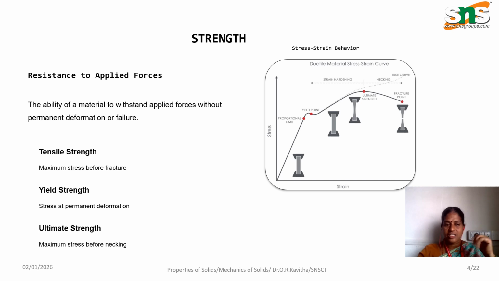This is the stress strain graph. Here you can see the different points: proportional limit, yield limit, ultimate limit, fatigue limit. Tensile strength is the maximum stress before the failure. The yield point is where the material starts yielding. At the proportional limit, if I unload the material, it regains its original shape and size. So this is the proportional limit.